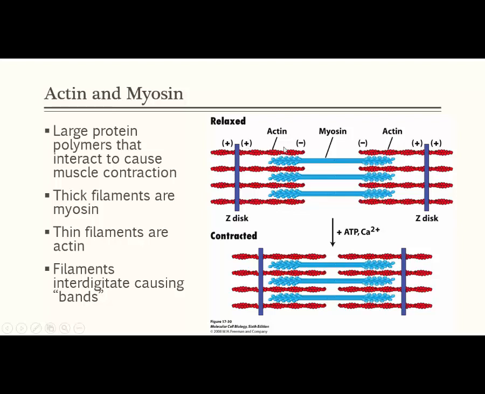You notice that there are charges on the actin fibers that are more positive near the Z-disc and more negative near the termination. The interdigitation of these is going to cause something that we'll see microscopically called bands when we look at muscles, particularly using electron microscopy, but also light microscopy.